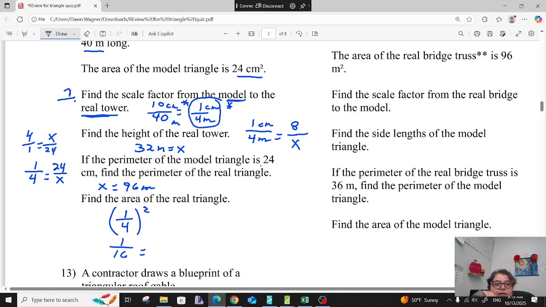The model area was what? It says it up here, 24 centimeters squared, but I'm going to be converting it to meters because this would be meters squared. And then you would cross, this would be centimeters squared. You would cross multiply and you would get x is equal to, what's 16 times 24?